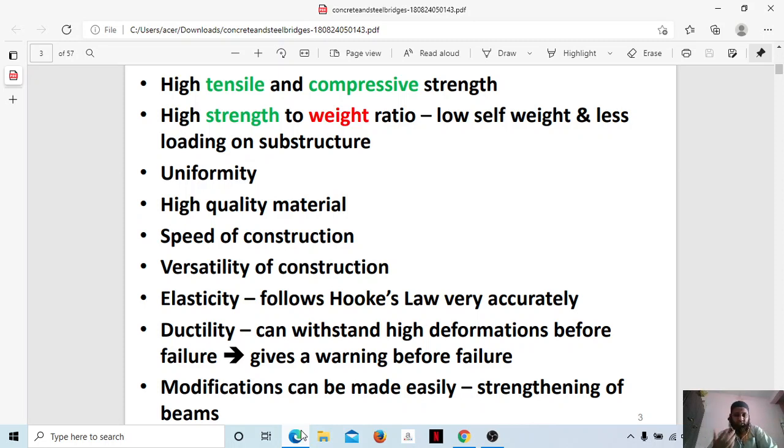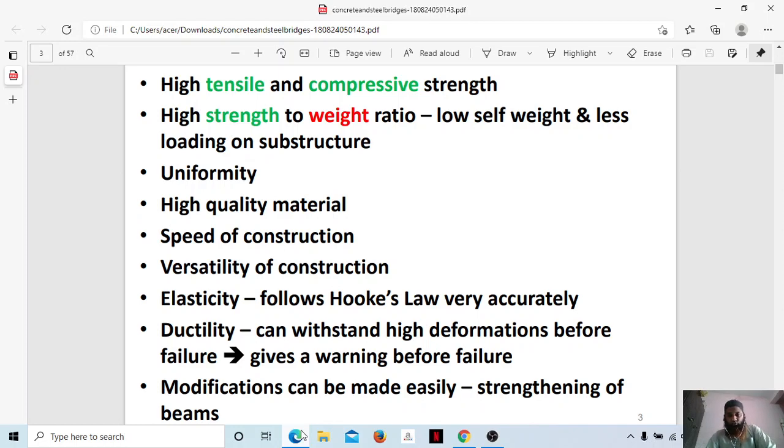Also, speed of construction can be increased. The on-site construction can happen at the same time as the off-site construction. The steel members which are to be casted later on can also be prepared at the same time, thereby reducing the time. Versatile. You can see the versatility of the construction. It is very easy to construct.